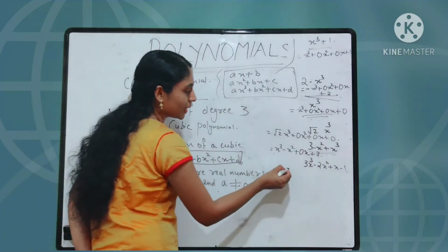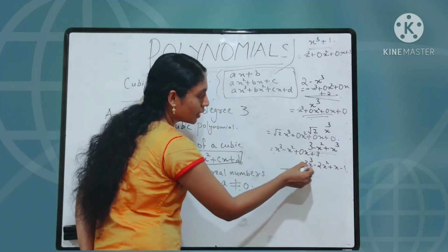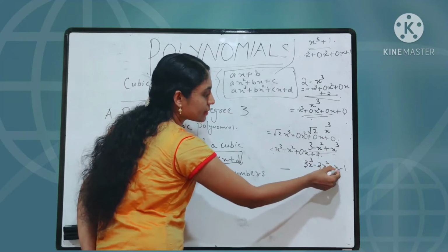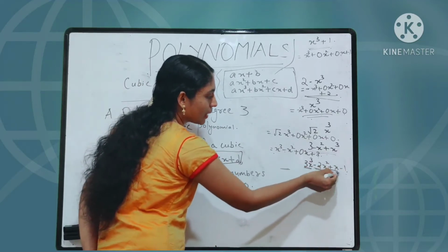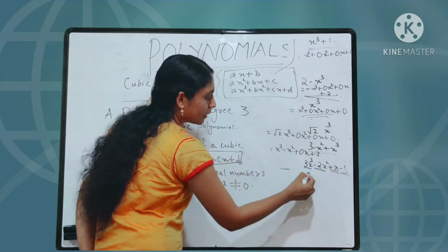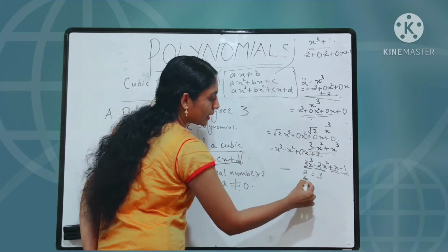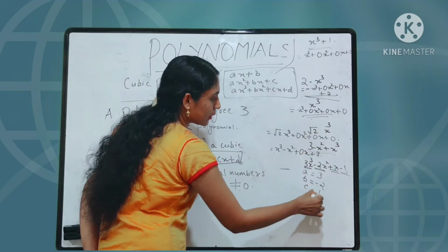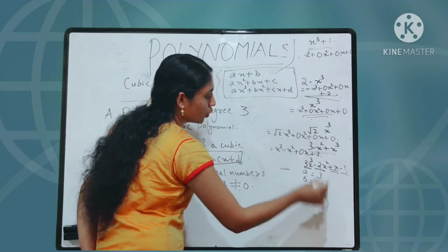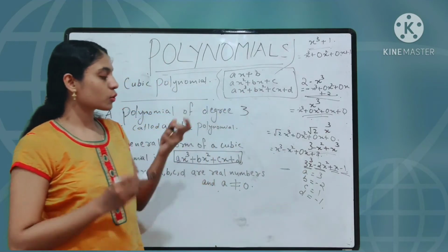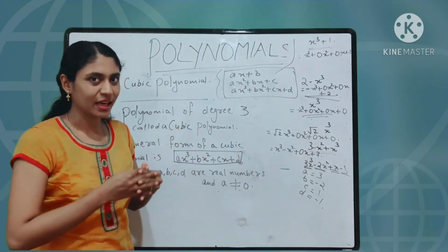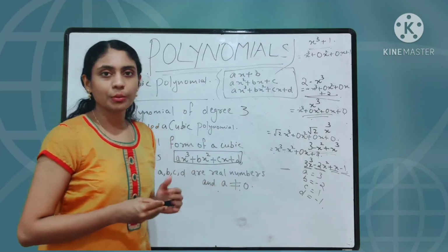And what about the last example? 3x cube minus 2x square plus x minus 1. This is of the form ax cube plus bx square plus cx plus d. That means a is equal to 3, b is equal to minus 2, c is equal to 1 and d is equal to minus 1. This has degree 3 and is of the form ax cube plus bx square plus cx plus d. So these are examples of cubic polynomials.